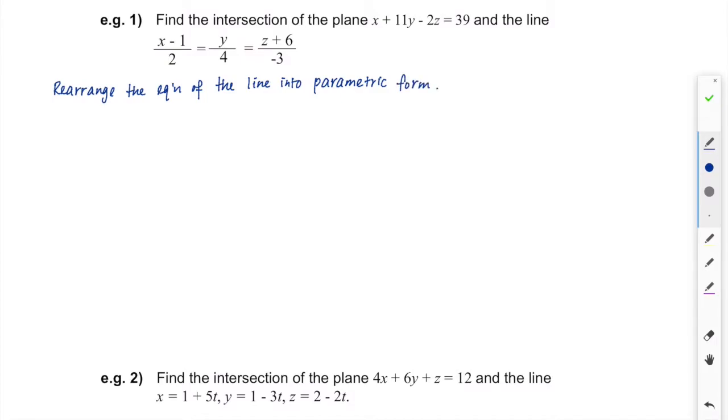Okay, so remember, we can pretend that there is some sort of a parameter s or t, whatever. And so we have x equals 2s plus 1. And then y would be 4s. And z would be negative 3s minus 6. Okay, so with these parameters, we can substitute them into the equation of the plane.